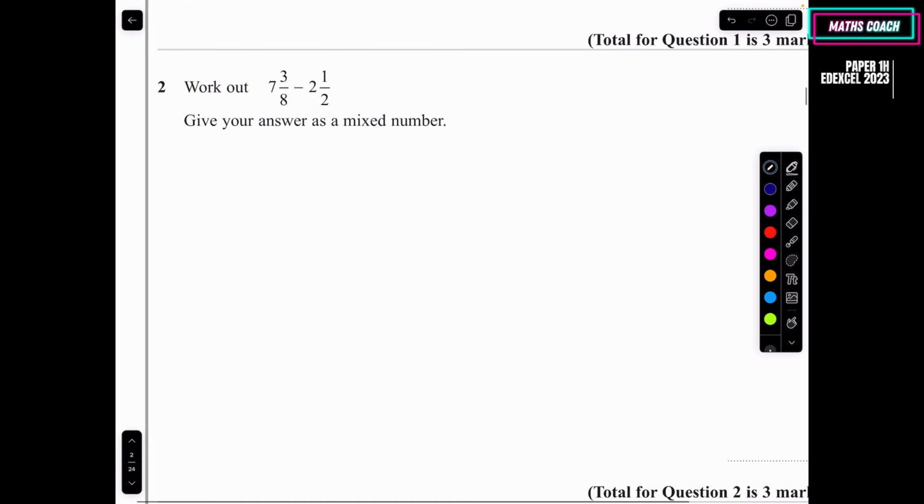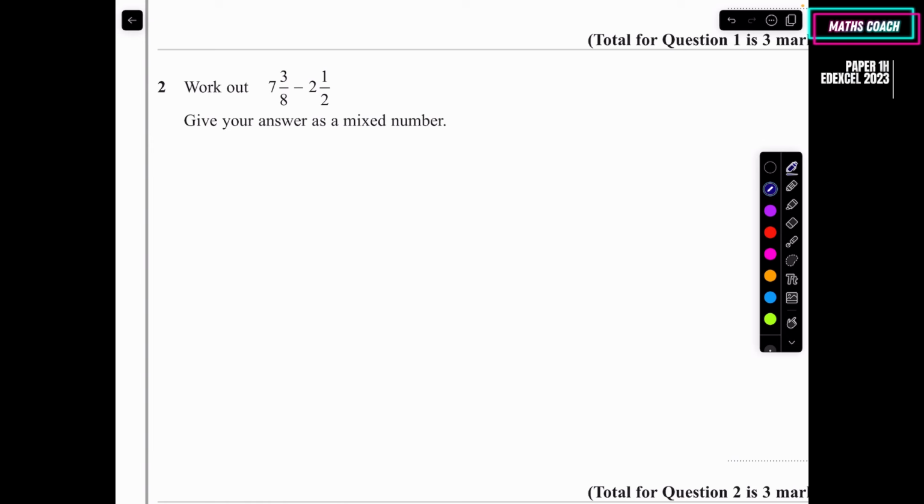Let's move on to the next question. Work out 7 and 3/8 minus 2.5. Give your answer as a mixed number. First of all, we need to convert both of these into top heavy fractions. To do that, we do 7 times 8 and then add the 3. We do the same thing here: 2 times 2, add the 1.